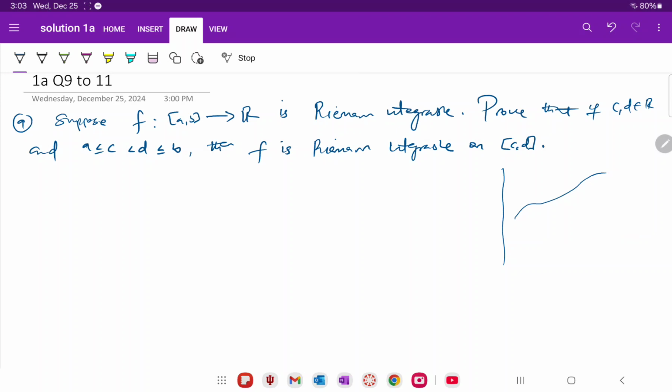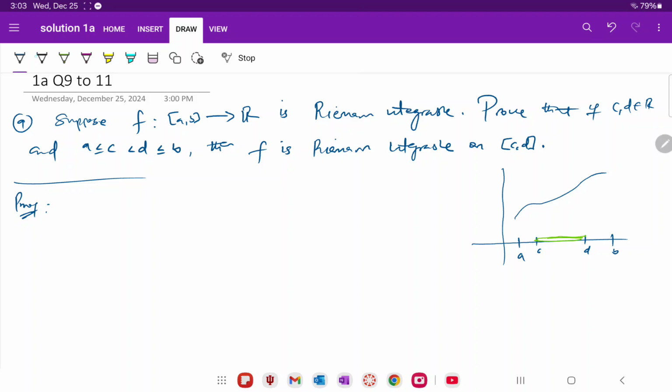So we have a and then we have b. So we have c, then we have d here. So we want to check if we restrict our function on c and d, will it still be Riemann integrable on this interval. So then let's prove this.